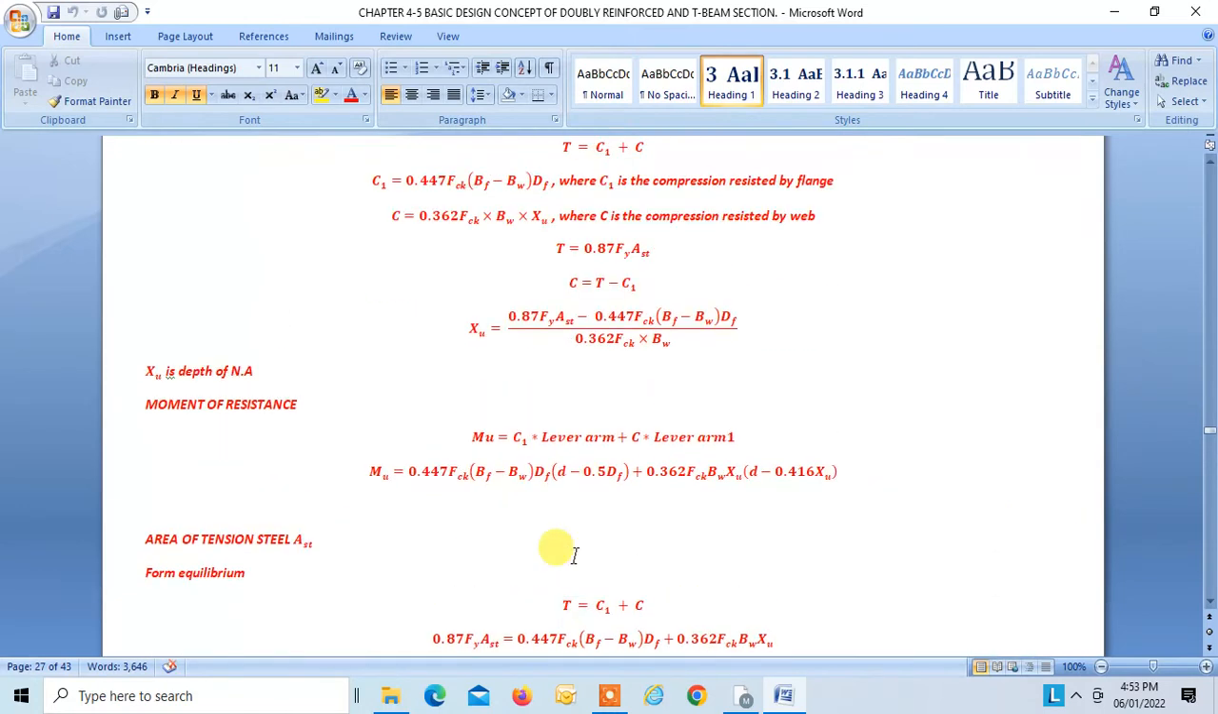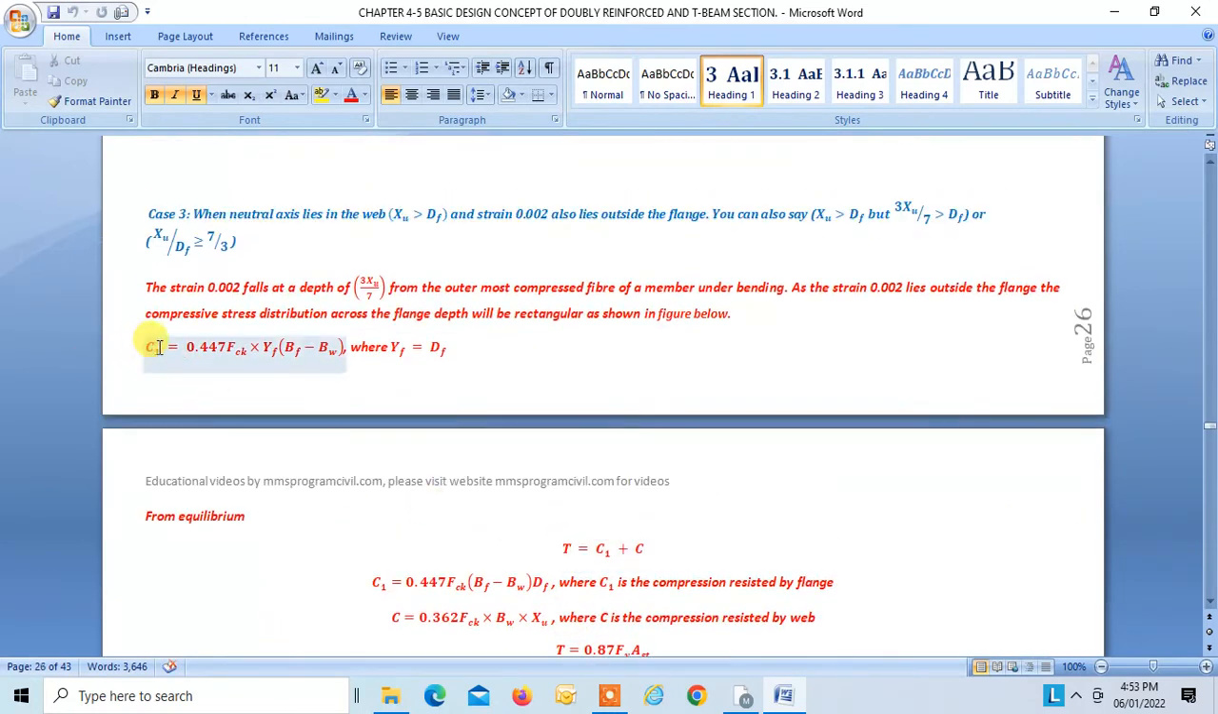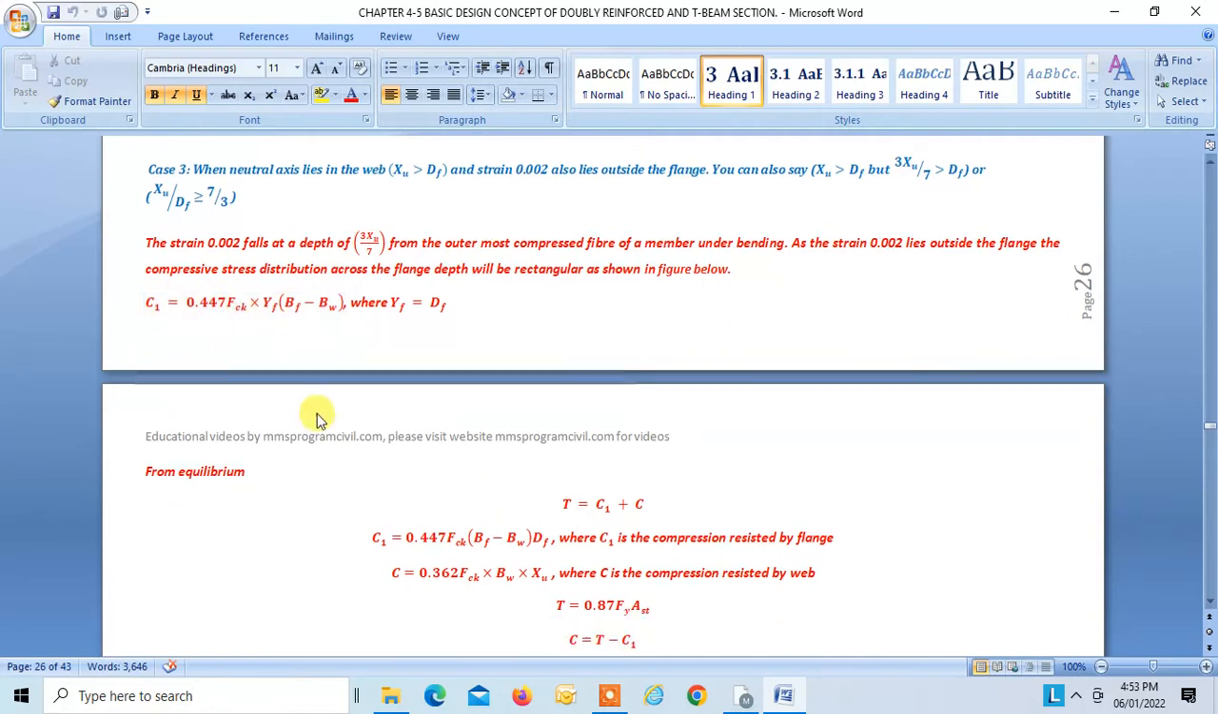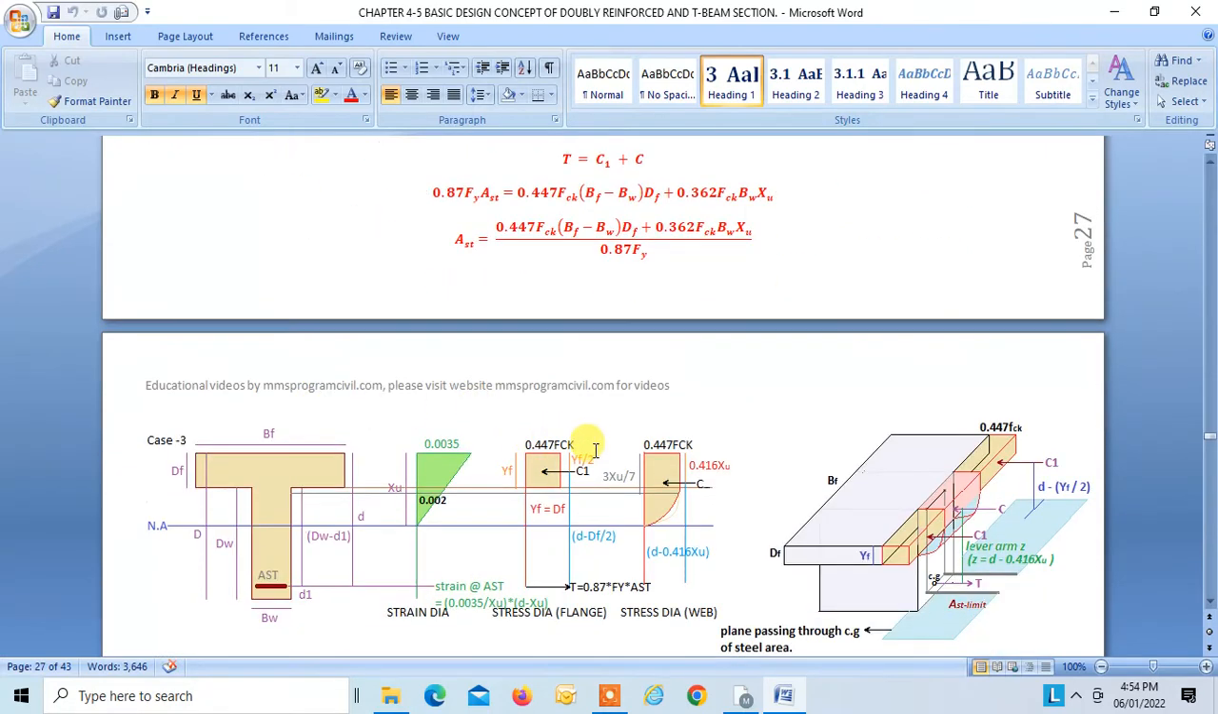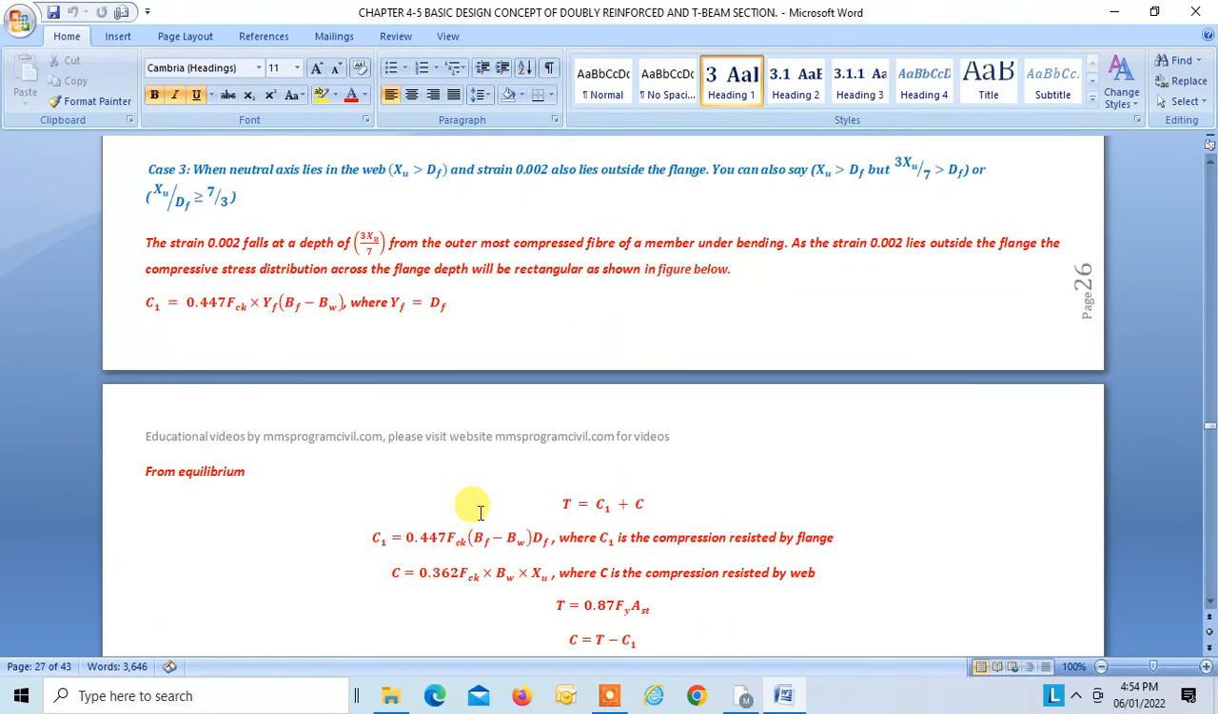So simple. Again, C1 is equal to 0.447 FCK into YF, and YF will be equal to DF. Here the lever arm will be D minus DF by 2, because YF is equal to DF. So your C1 will be 0.447 FCK into YF into BF minus BW, where YF is equal to DF.